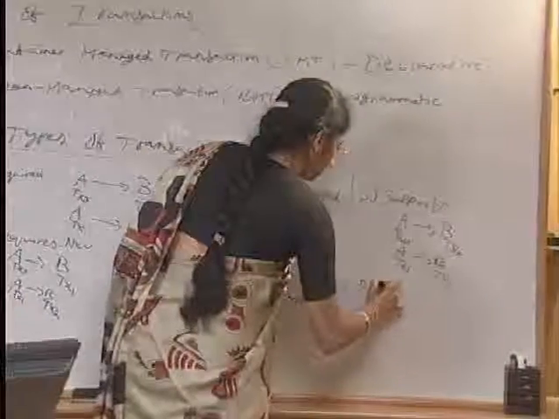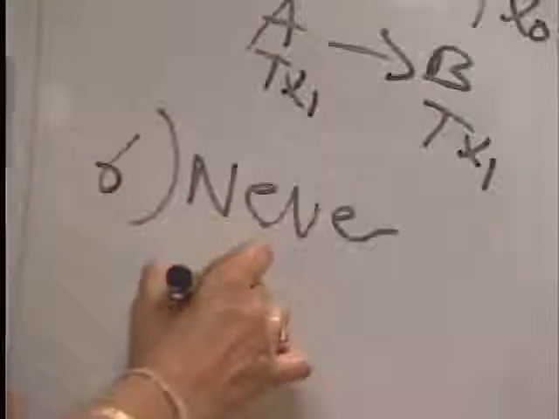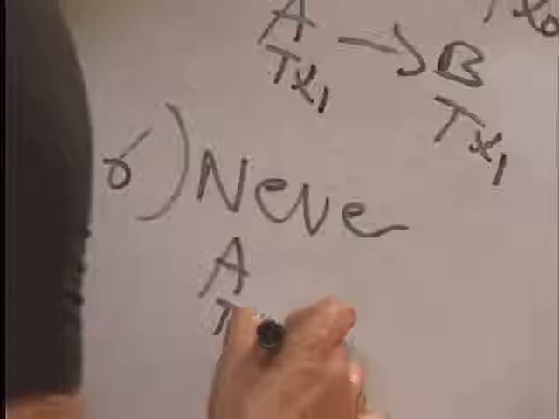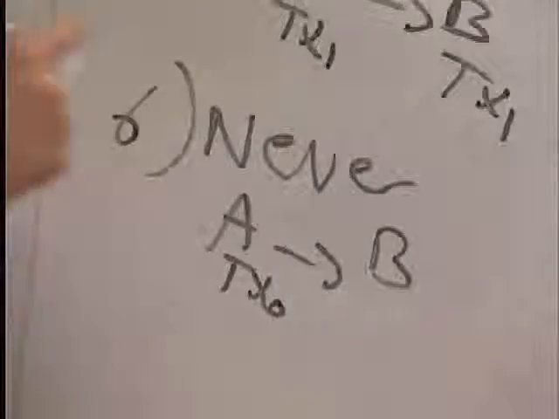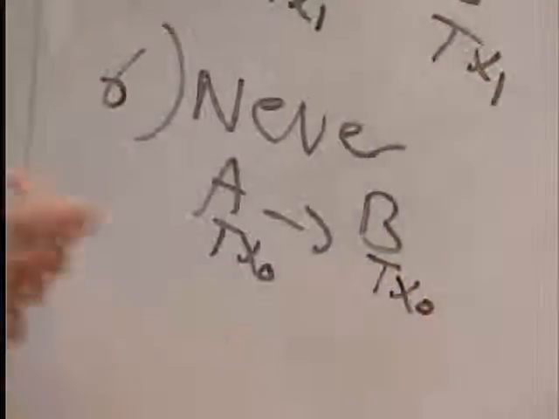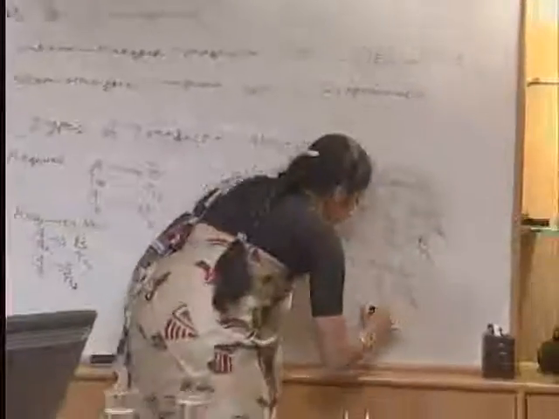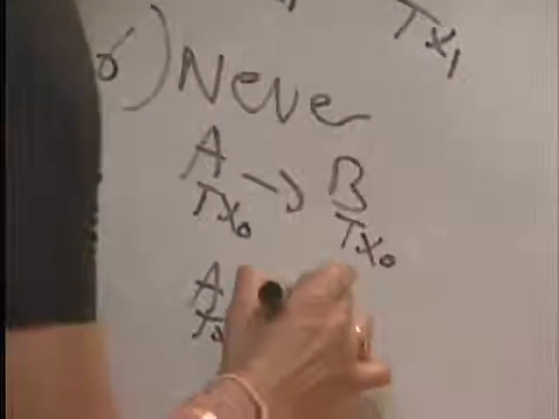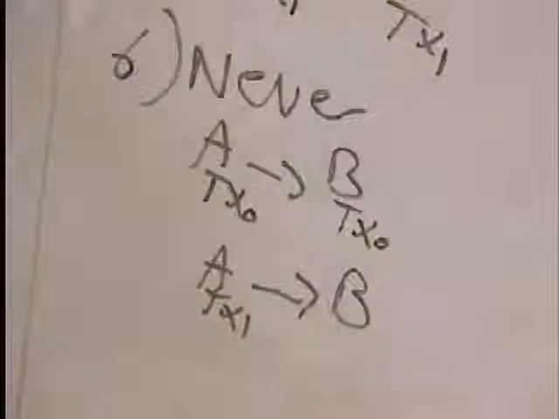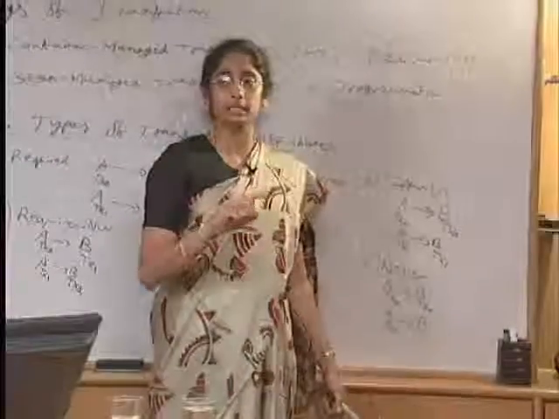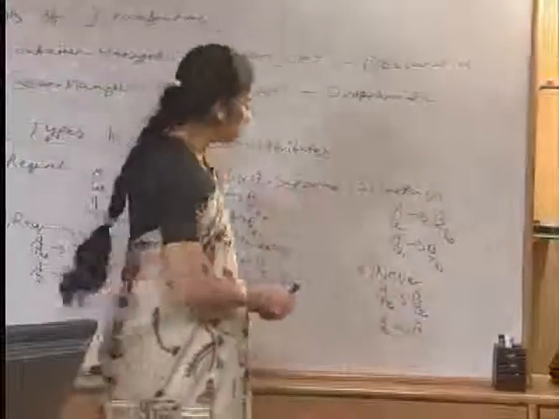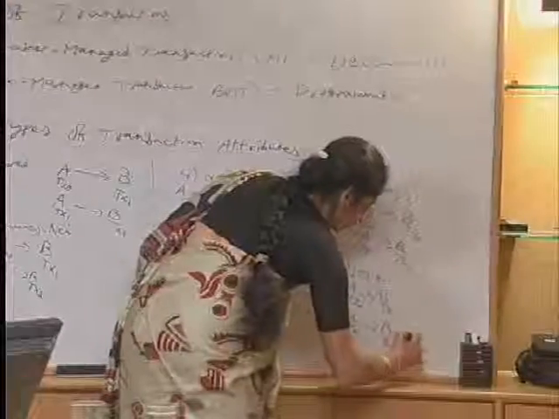Let's look at the next one, that is never. In case of never, if A is not under a transactional context, calls B, and B has been specified with the attribute never, B is also not under a transactional context. But if A is under a transactional context, calls B, and B has been specified with never, it means whoever is calling should not be under a transactional context. So if there is a transactional context, you get an exception.